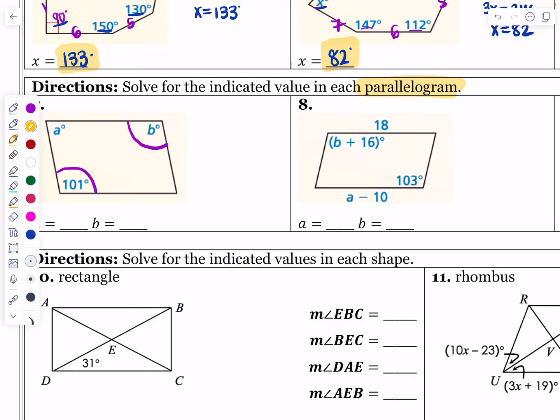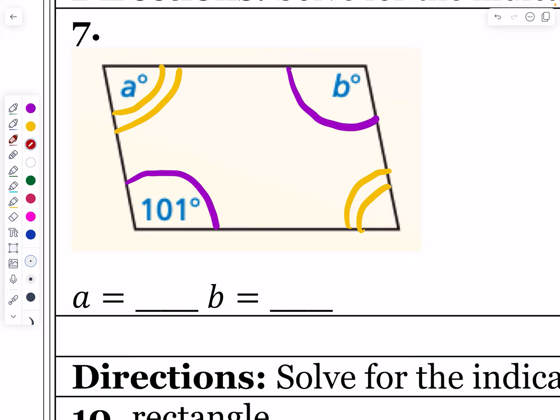The angle that is consecutive to it is going to be supplementary. So these two angles are going to be congruent, the two yellow ones, and then a yellow plus a purple are going to have a sum of 180 degrees all the way around the shape. If the purple one is 101 degrees, immediately I know that angle B has to also be 101 degrees, because opposite angles in a parallelogram are congruent to each other.